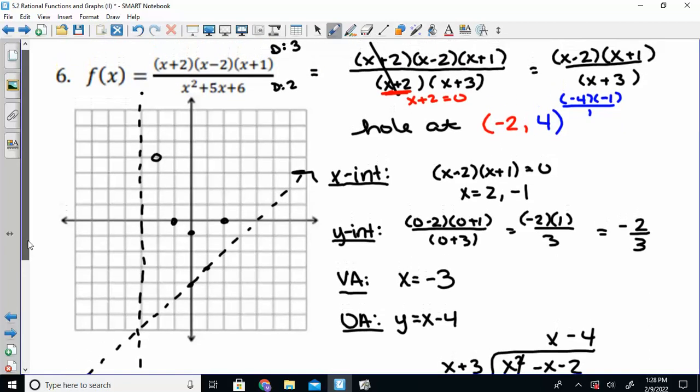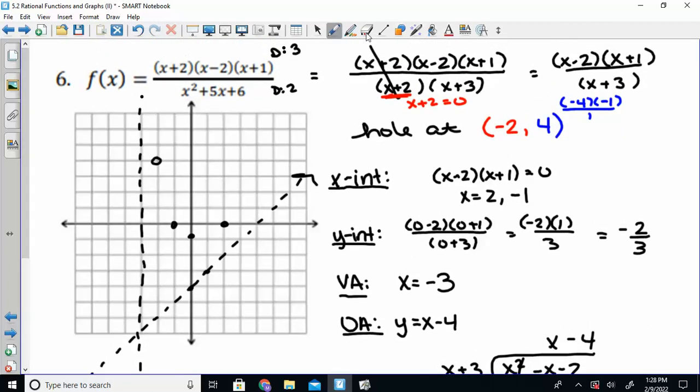When we want to graph it, we use our calculator to confirm everything that we've done and to see for sure where the graph is. When you type this in, do parentheses around the entire numerator and the entire denominator.